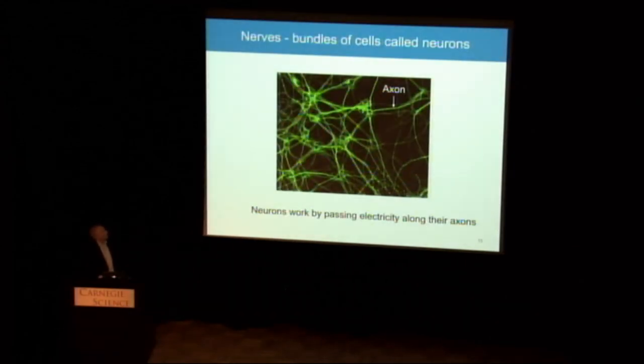Okay, so you all know that nerves are bundles of neurons, and neurons work by passing electricity from where the neuron is stimulated at one end to the other end to stimulate your brain or whatever else you're going to do. So that's great. The question is, how do we know that? How do we know how the electricity is passed along the length of an axon?